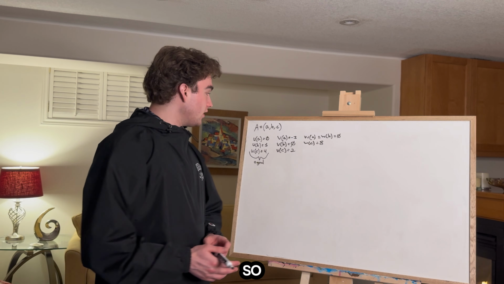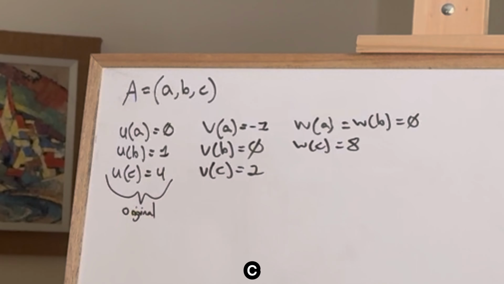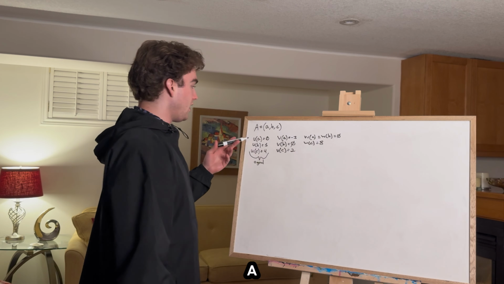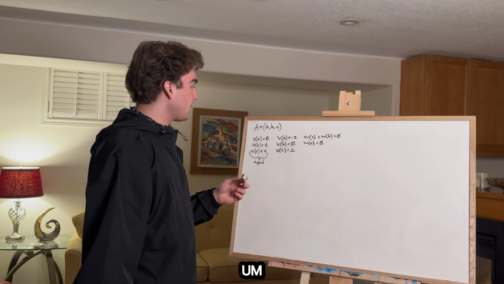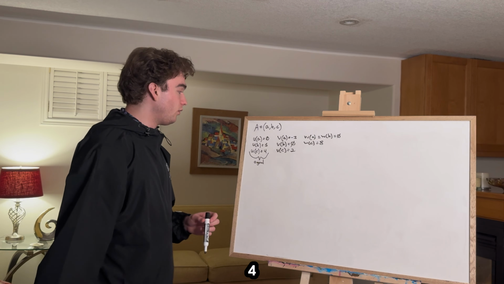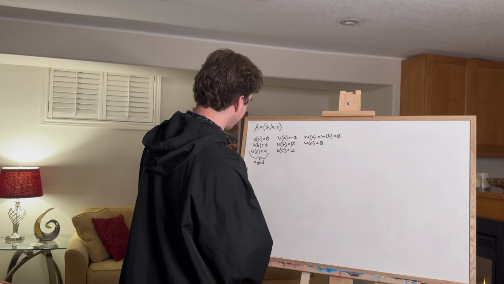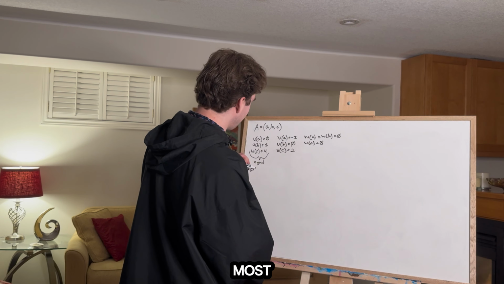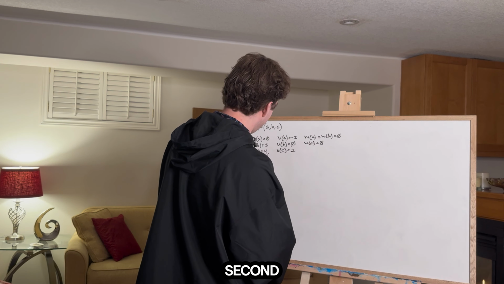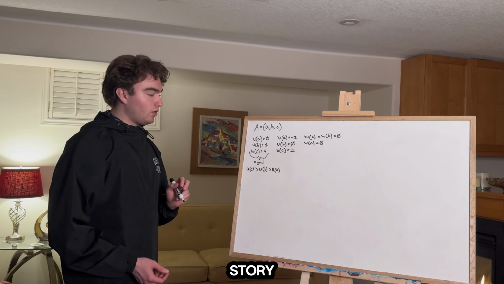Okay, so we have an action set A, B, and C, and we have our first utility set of A, B, and C, where U of A equals 0, U of B equals 1, and U of C equals 4. Well, we know that we prefer U of C the most, so that's greatest. And then we agree that U of B is second best, and then least best is U of A. So that's our story here.